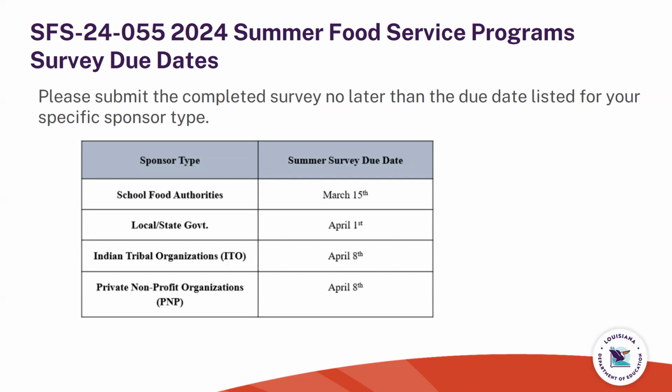The state agency does expect that the projected information entered into the survey for the summer program may change prior to the submission of your actual online application. The survey consists of 9 questions pertaining to the sites and type of summer food service operation you're anticipating for the upcoming summer. So please read the questions and provide answers based on the operations planned for summer 2024 to the best of your knowledge. And please submit the completed survey no later than the due date listed for your specific sponsor type, and then refer to the memo to see instructions on how to access the survey.